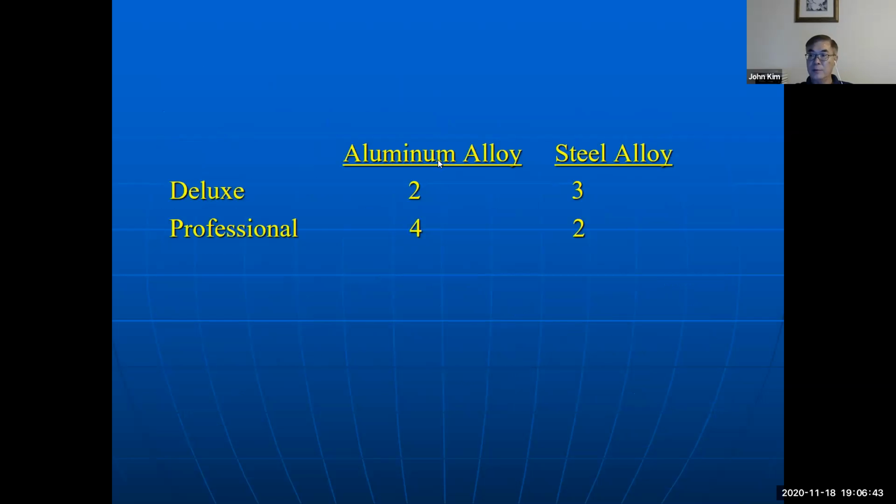Then the deluxe frame uses 2 pounds of aluminum and 3 pounds of steel. The professional uses 4 pounds of aluminum and 2 pounds of steel alloy.